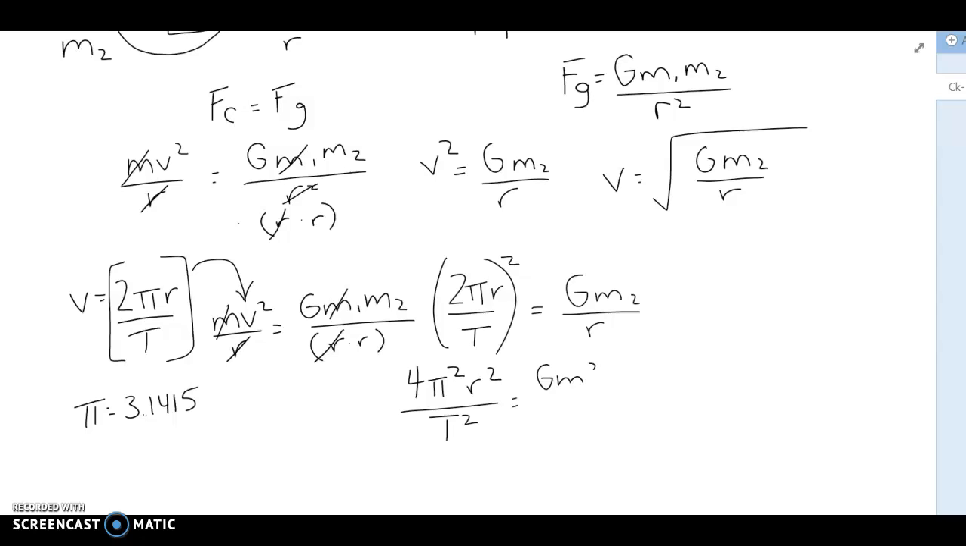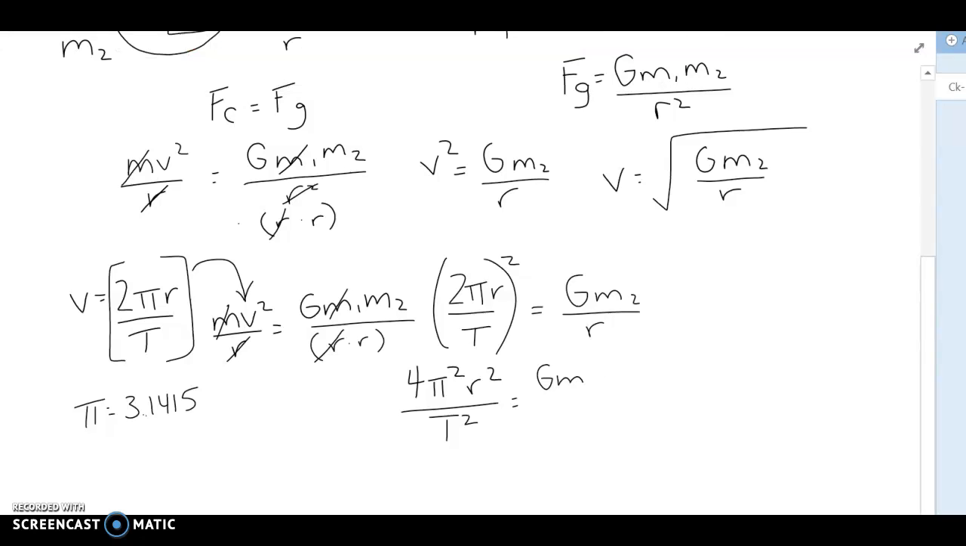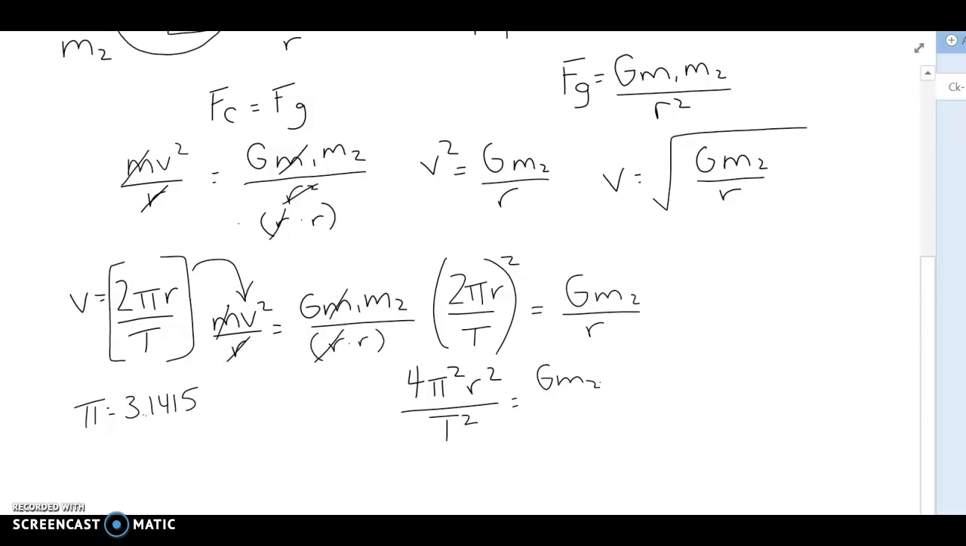Nope, not up there. I had that trouble before. I kept mistaking it for squared, and it's not. It's m2 over r. Okay, so now I can take this r off of here because it cancels out with one of these r's. So that becomes just an r up top. And then I times it by t squared and divide it by gm2.